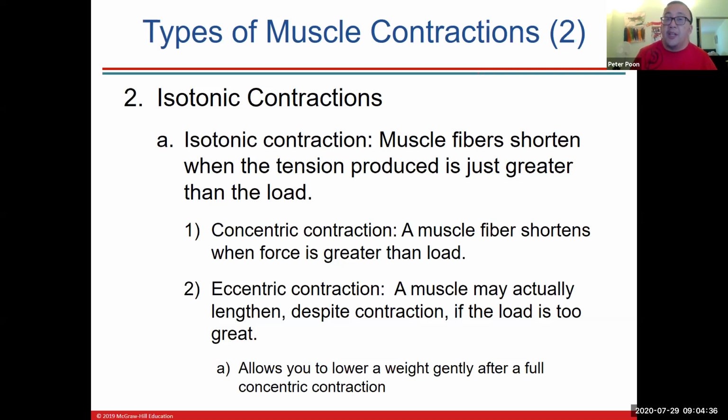There are two types of isotonic contractions. Isotonic contractions are where the contraction shortens or lengthens, but the change is based on the force being just greater than the load, which means it moves. So a concentric contraction is where a muscle fiber shortens when force is greater than the load.